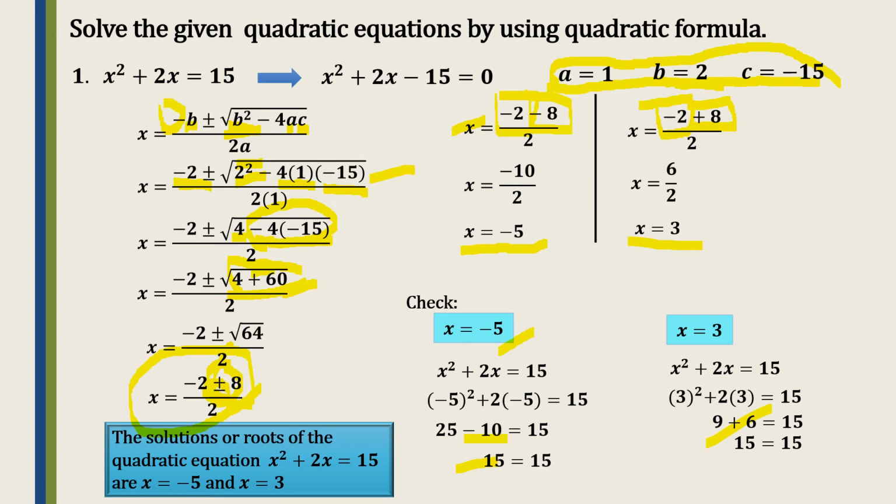Therefore, the solutions or roots of the quadratic equation x squared plus 2x equals 15 are x equals negative 5 and x equals 3.